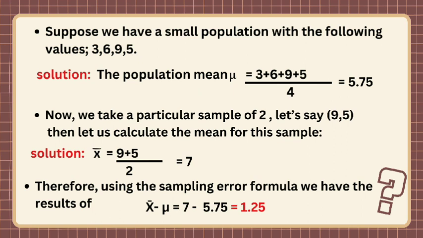Then let us calculate the mean for this sample. So we have 9 plus 5 over 2, and that would give us the answer of 7. And then after that, using the sampling error formula, which is x bar minus mu, that would give us 7 minus 5.75, and the answer for that is 1.25, and that 1.25 is our sampling error.